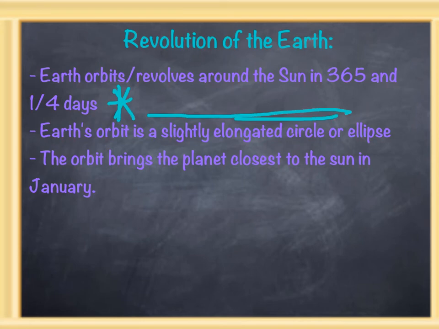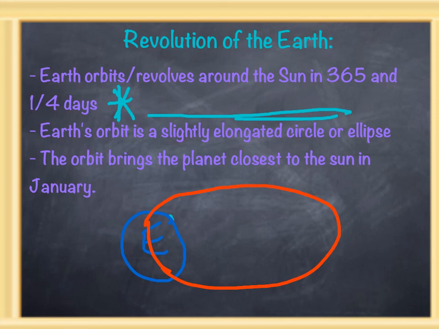The second thing is Earth's orbit is a slightly elongated circle or an ellipse. So our Earth is right here, and the path which it follows looks something like this. Now if you notice, it's not a perfect circle. It's almost kind of like an oval shape that we have. Now that oval shape, or that orbit, brings the planet closest to the sun in January. Now that may not make any sense because it's really cold here in January. But there's another reason for it that we're going to get into.